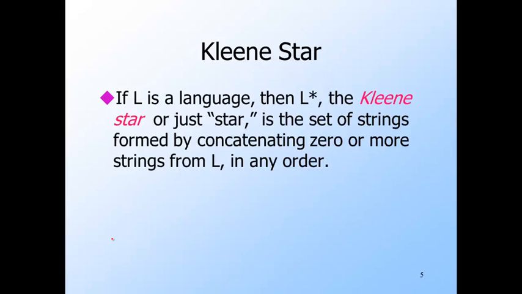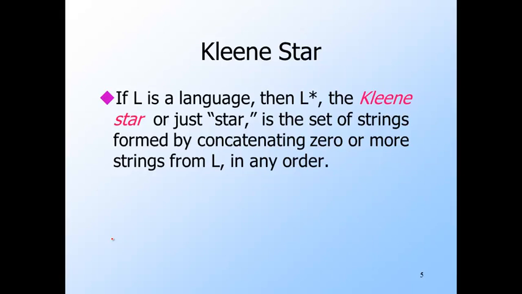Kleene star is probably something that you're least familiar with. If L is a language, then L star, which is called the Kleene star or just the star operator, is the set of strings that you can form by concatenating 0 or more strings from L in any order. That is, you can take no strings from L, that would give you the empty string. You take one string from L. You take two strings from L, there can be any two strings, they don't have to be the same. You can concatenate them. You can take three strings from L, concatenate them, and so on.